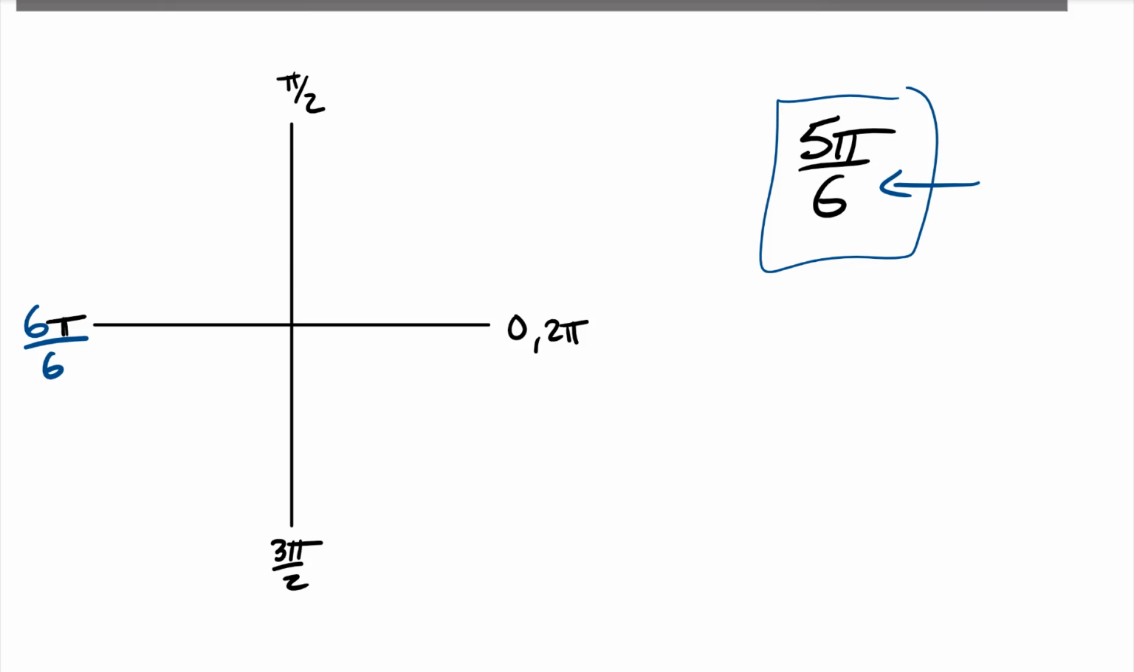Isn't 6 divided by 6 1? So 1 pi is 6 pi over 6. It's also 4 pi over 4. It's also 3 pi over 3. It's also 2 pi over 2. So now that you see it, you're like, well, I think 5 pi over 6 is right here.